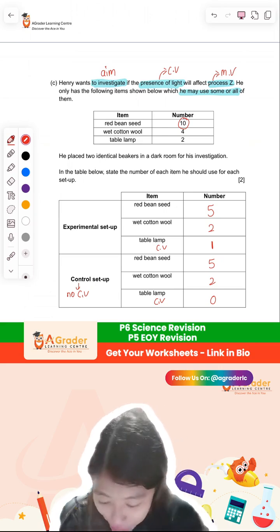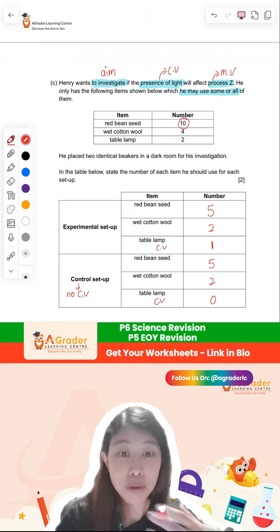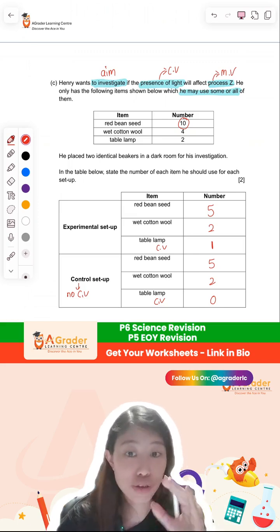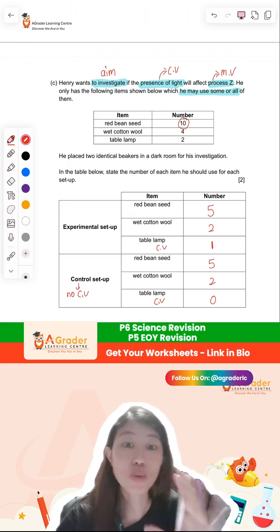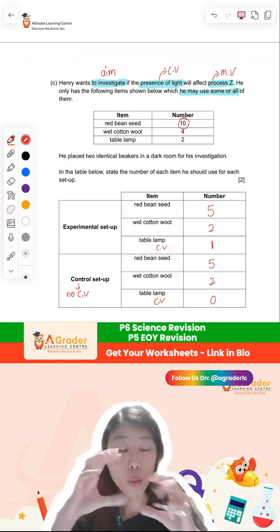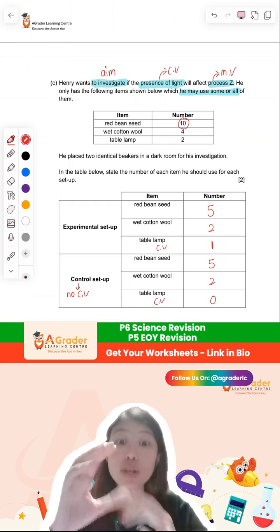Okay, so everyone clear? Always remember to find out my change variable, and always remember when I'm going to do an experiment, one of it must have the change variable, the other one doesn't.